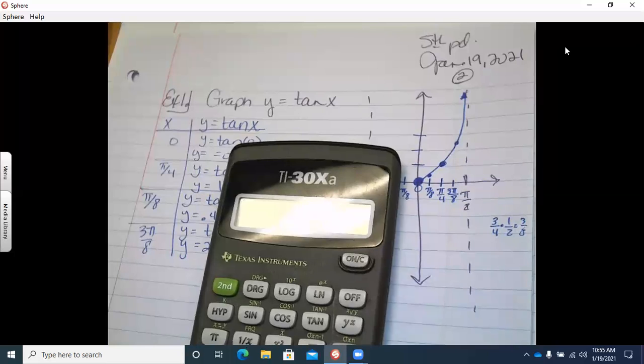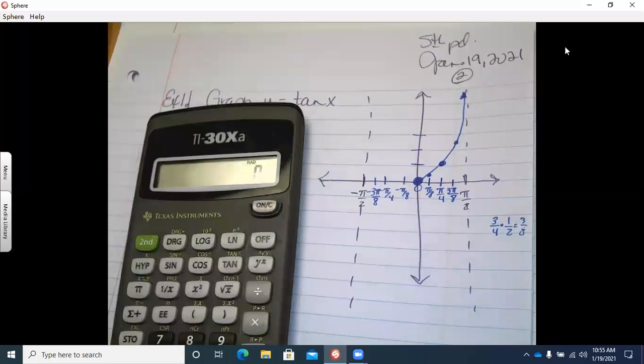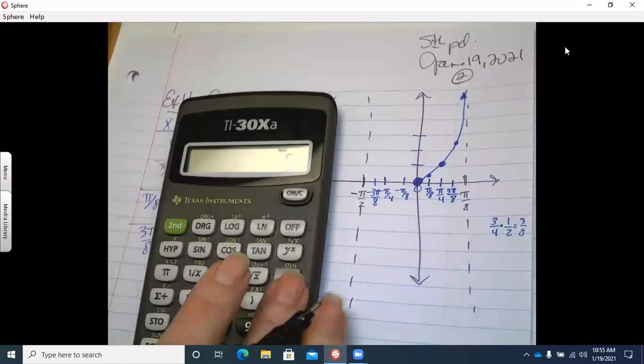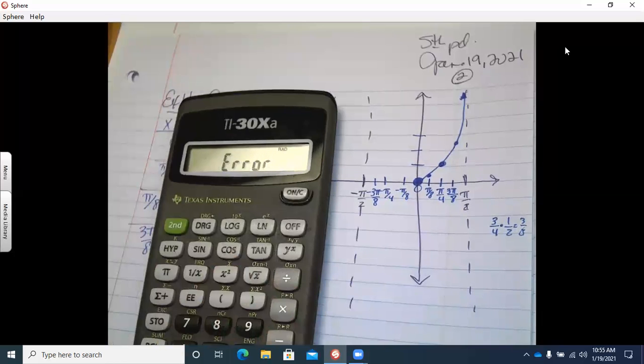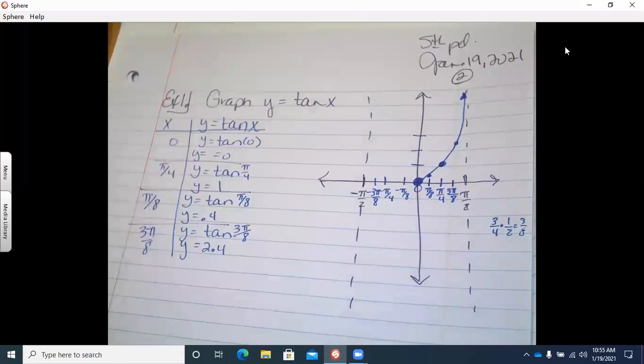What do you think it's going to say if I do negative pi halves? Find the tangent. So negative pi divided by 2 equals tangent of error. So when that happens, if you forget about the asymptotes, that's going to be a clue. Like, oh, yes, it's undefined at that number because there's an asymptote there. All right, so let's do negative pi 8.